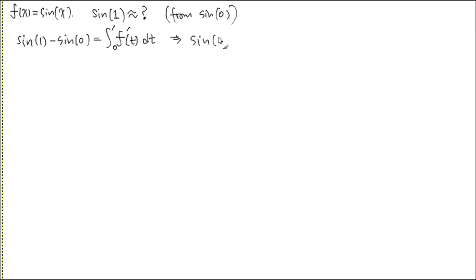So we want sine 1, so we can write it as sine 0. Sine 0 is easy to compute, relatively easier than sine 1. So it's plus the integral from 0 to 1 of f prime t dt. Is that good? Now we do a kind of integration by parts in here, but there are many choices of doing this integration by parts, but they came up with a clever choice of this invisible 1 to be integrated.